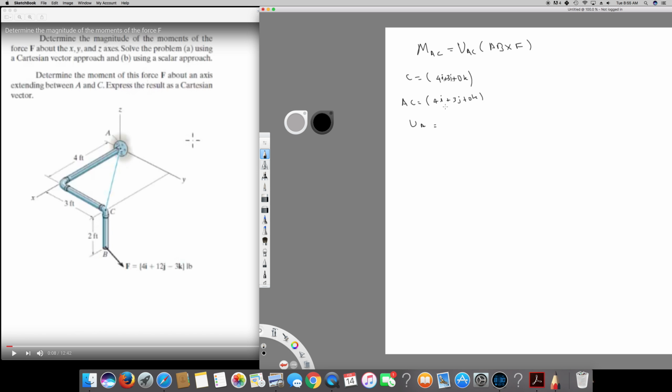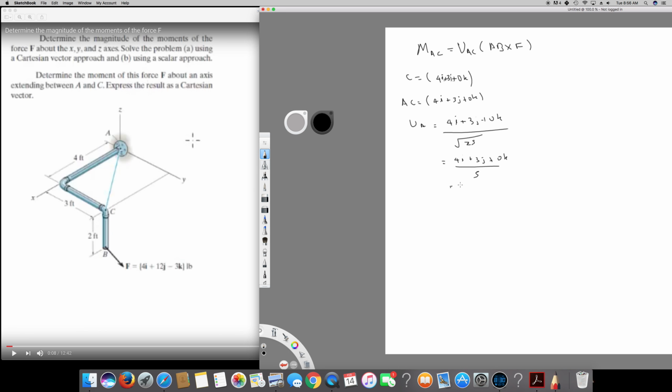So the square root of this: 4 squared plus 3 squared is 16 plus 9, which is 25. So I have to divide everything by the square root of 25, which is 5. Writing this again: 4i plus 3j plus 0k, the magnitude is the square root of 4 squared plus 3 squared, 16 plus 9, so the square root of 25, and 4i plus 3j plus 0k over 5.